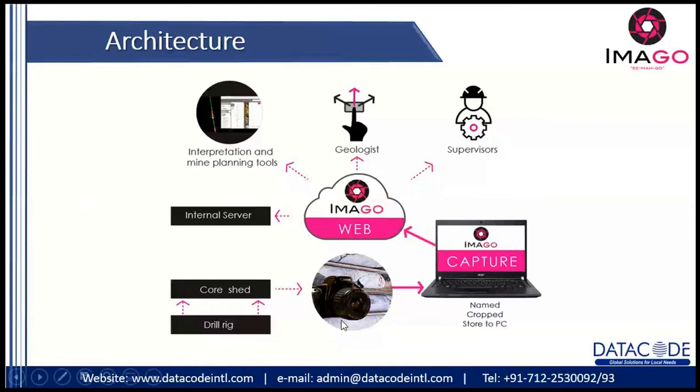So a DSLR camera is required. The DSLR camera will be tethered to your computer, your PC or tablet, whatever you are using, directly with a USB cable. Then you can use Imago Capture, as I have already mentioned, your desktop application. When you upload after taking the photographs, it will go directly to the Imago web portal. This is the web portal, and from here you can analyze those photos.